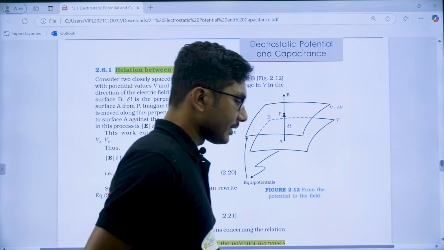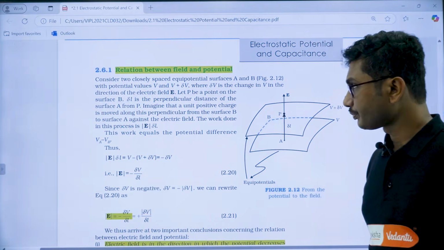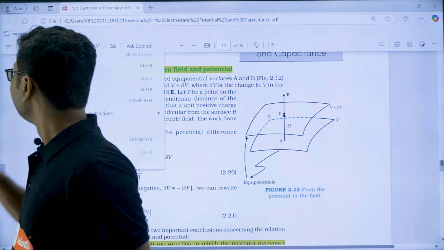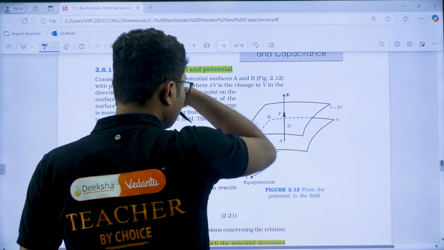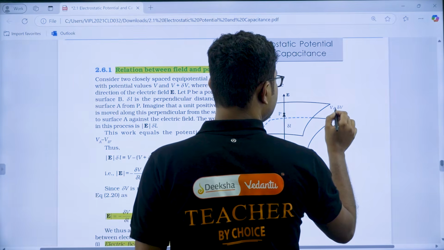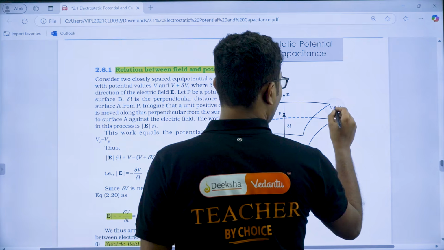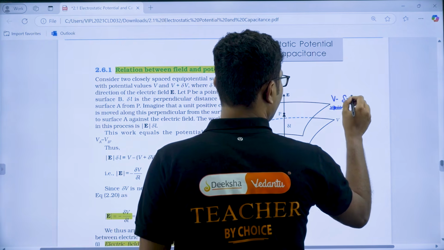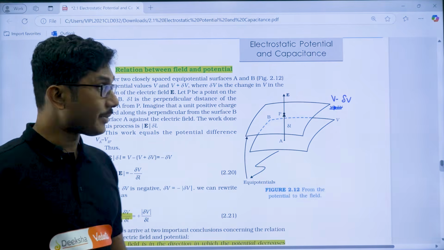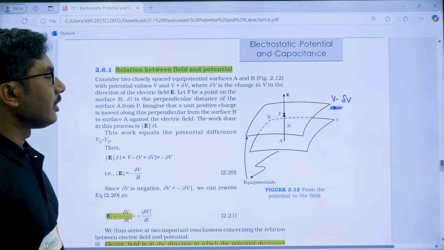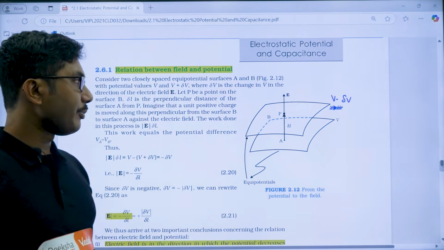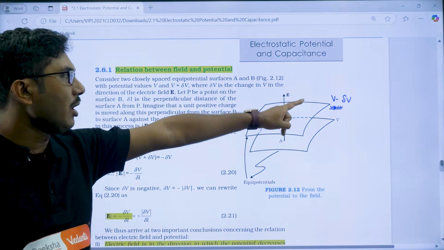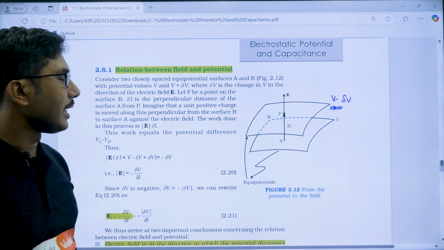Now, this derivation is also very important. Only one thing I have to ask you to change is this. You have to change this plus sign to a negative sign. Okay, let me do it. V minus delta V. If you are using delta V or dV, it does not matter, but this will be a minus sign, because electric field always points from higher potential to lower potential, but here they have drawn it such that electric field is pointing from a lower potential to a higher potential, which is technically wrong.